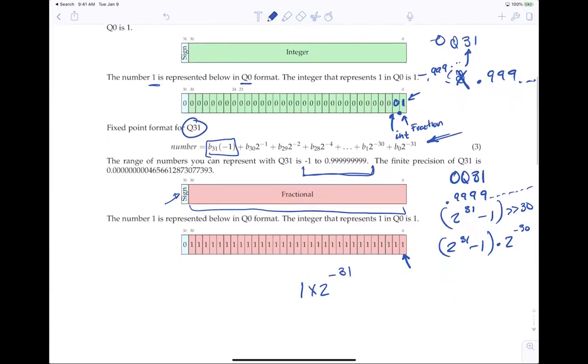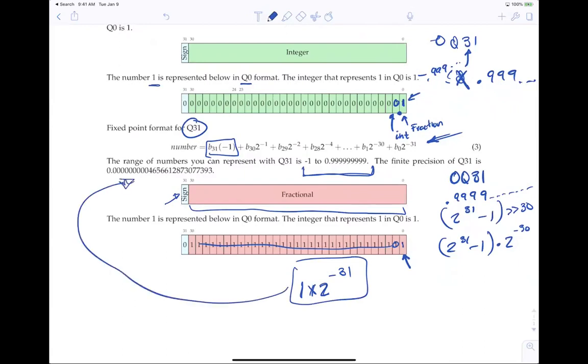Okay, let's see. So the smallest number you could represent is if you just had a 1 here and all zeros the rest of the way. This would give you 1 times 2 to the minus 31. This is the smallest number you could represent. And I think I have that hashed out. That is this number right here. That number, very long, I know, but it's 1 times 2 to the minus 31.